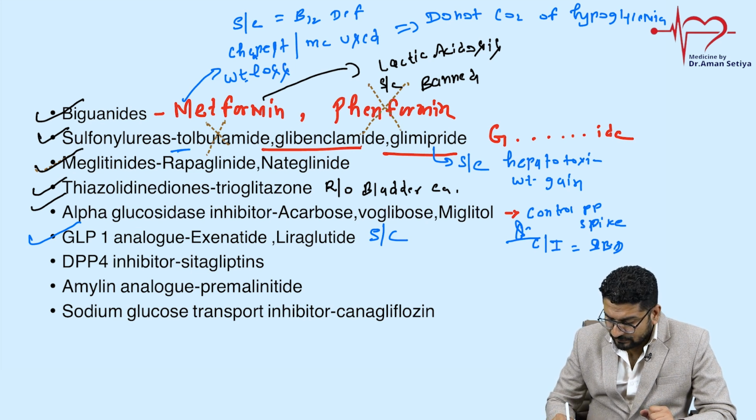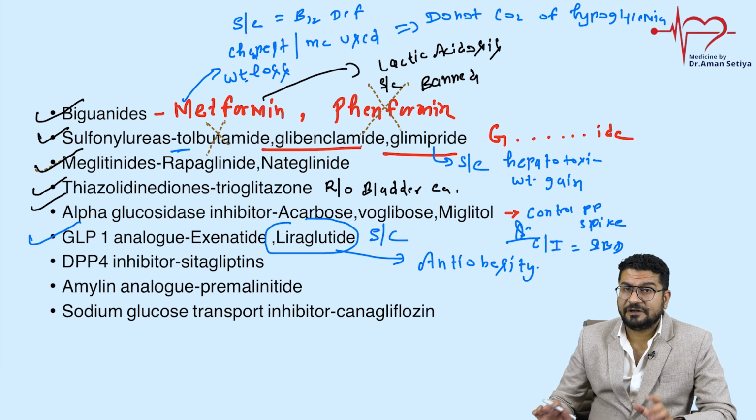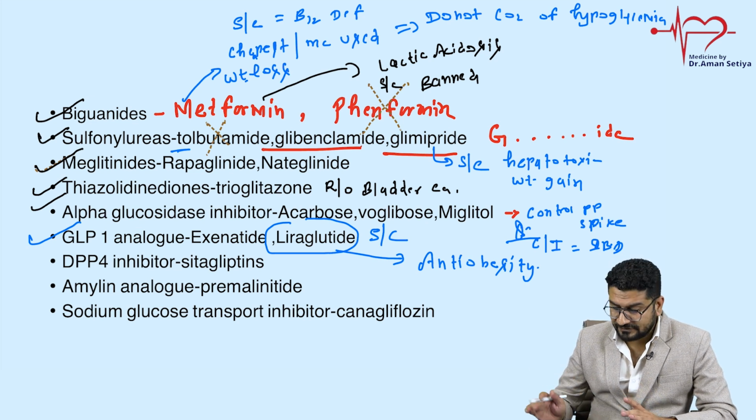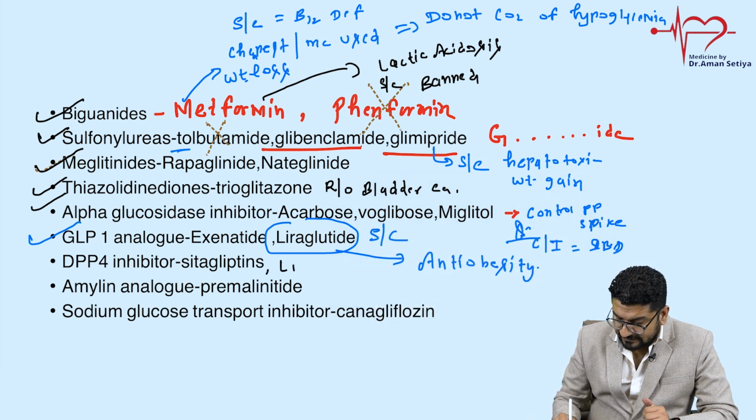Now, liraglutide has an advantage over other GLP-1 analogs: it is approved as an anti-obesity drug. I repeat my statement: metformin can decrease weight, but metformin is not approved for treatment of obesity. Liraglutide is approved. DPP-4 inhibitors like sitagliptin, vildagliptin, teneligliptin, and one more I'm writing here, linagliptin.